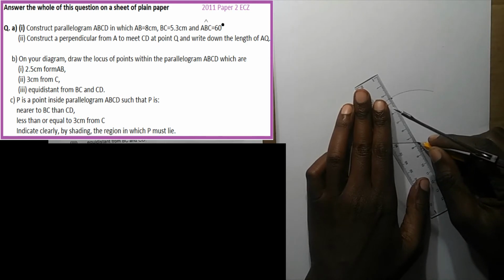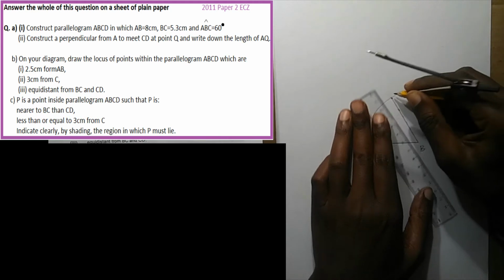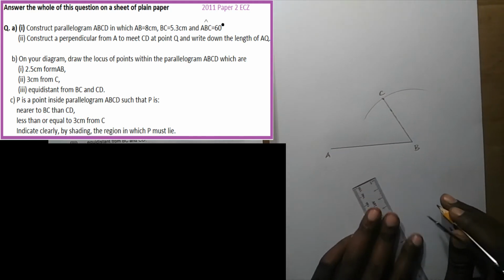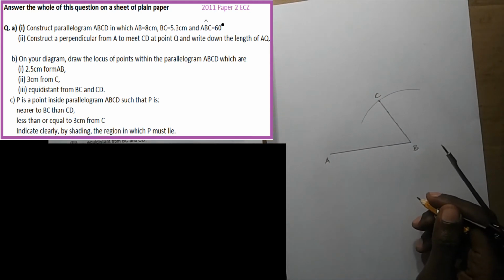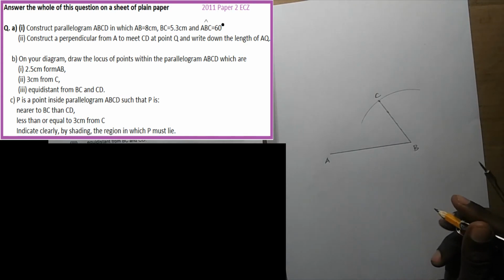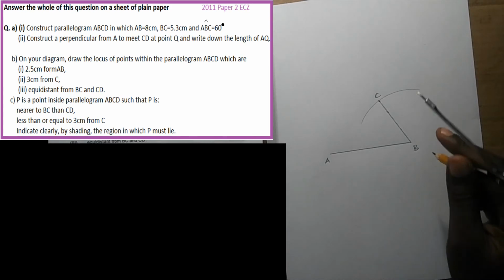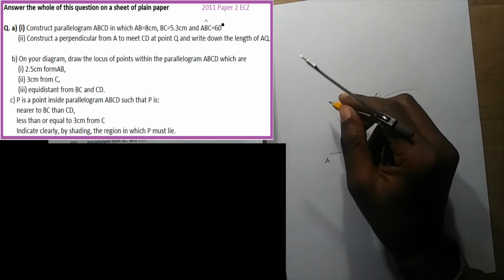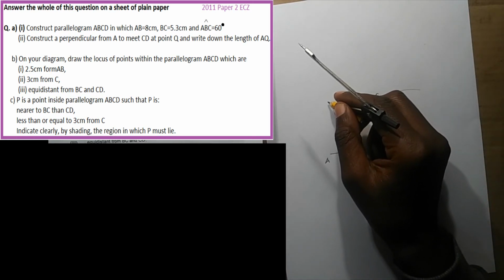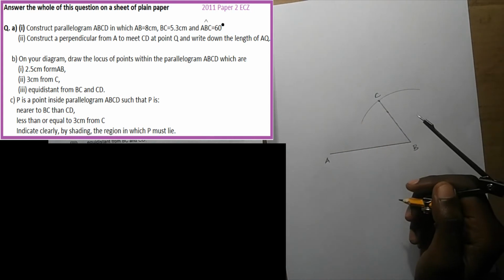Okay, so from here up to where the arc is. So this is where our C is going to be. Now, since we are constructing a parallelogram, in a parallelogram, opposite angles add up to 180 degrees. So the angle B and the angle D, this side, we are going to have D somewhere this side, should add up to 180 degrees.